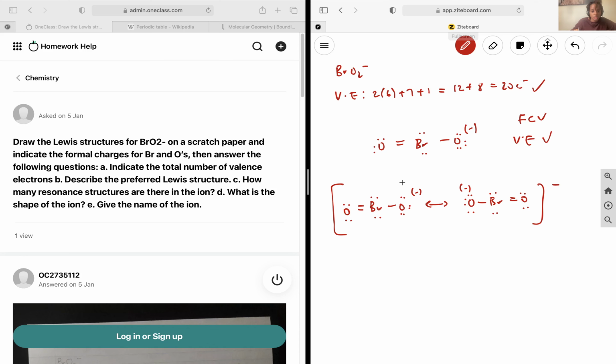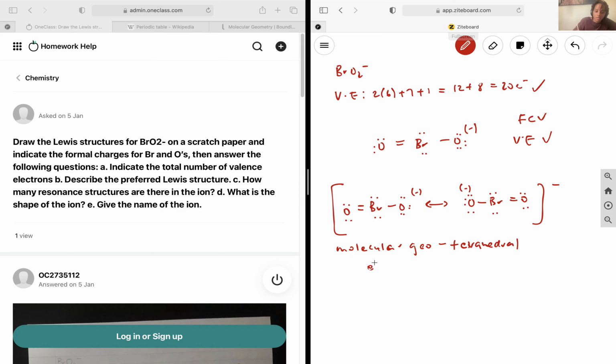Okay, now indicate total number of valence electrons. We've indicated that. Describe the preferred Lewis structure. How many resonance structures do we have? We have 2 as we found. And what is the shape of the ion? And so to find the shape of the ion, let's find how many pairs are attached to the bromine. We have 1, 2, 3, 4 groups attached to it. So we can expect a molecular geometry of tetrahedral.